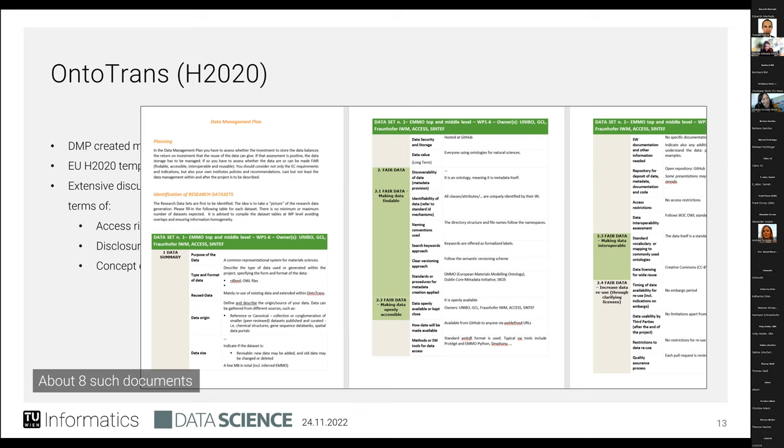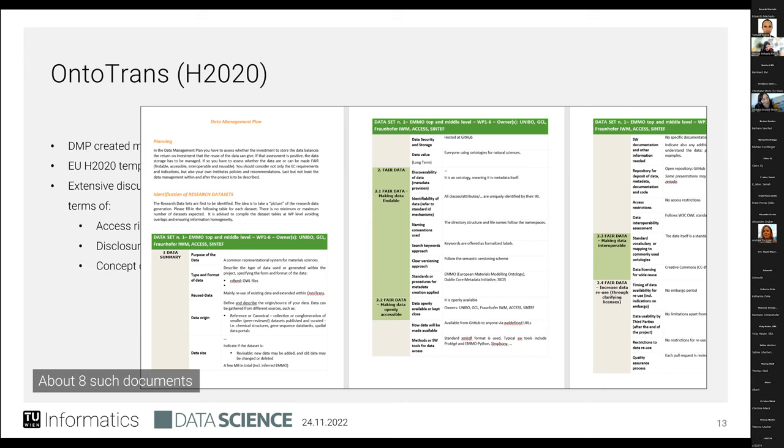And we have had 8 such documents, and maybe you recognize this table here, where we describe the data, give a general summary, then explain how the FAIR principles are addressed with this data, which metadata standards we use to describe it, and so on and so forth. So we collected 8 such documents. We discussed some of the cases for hours.